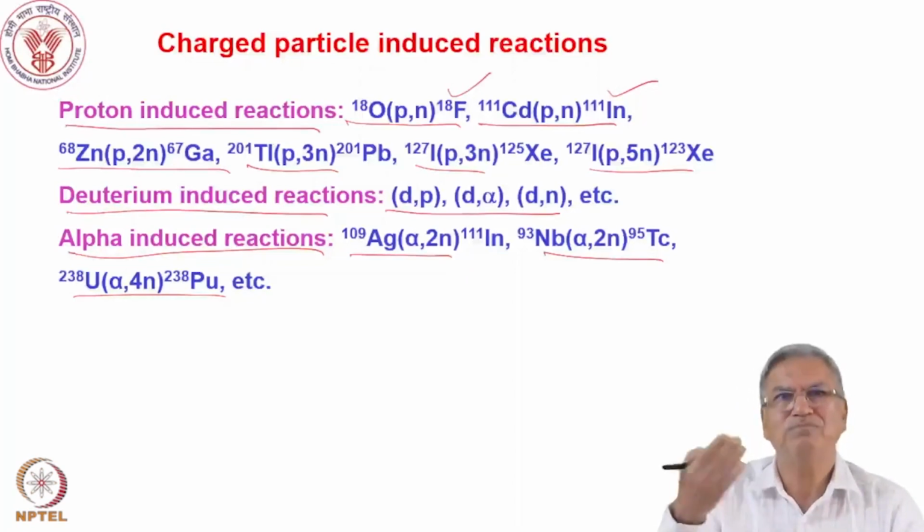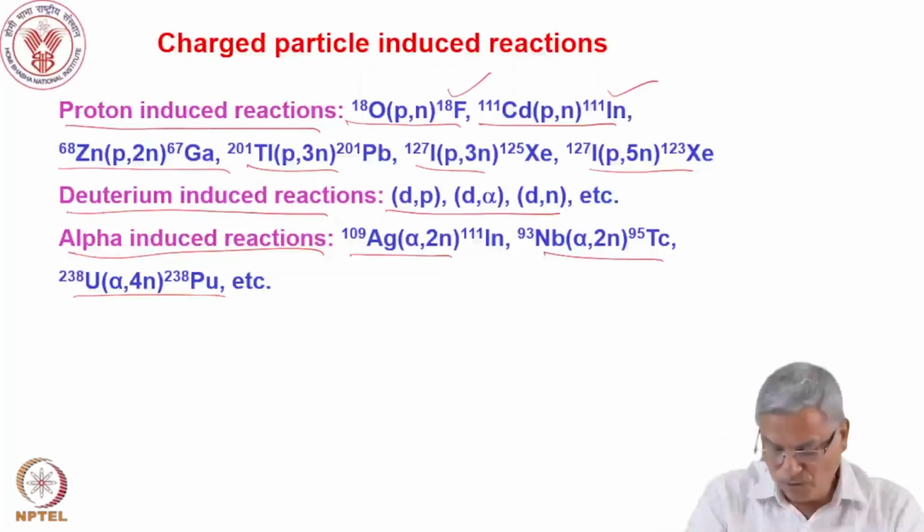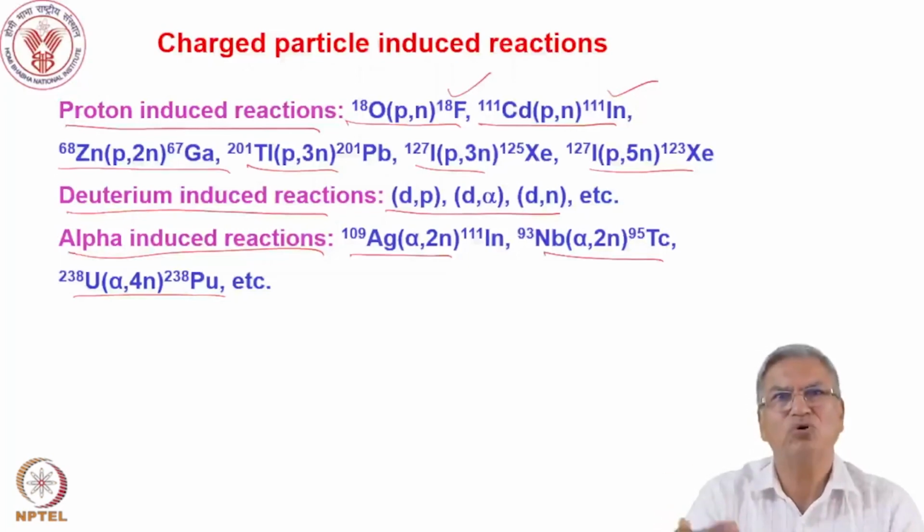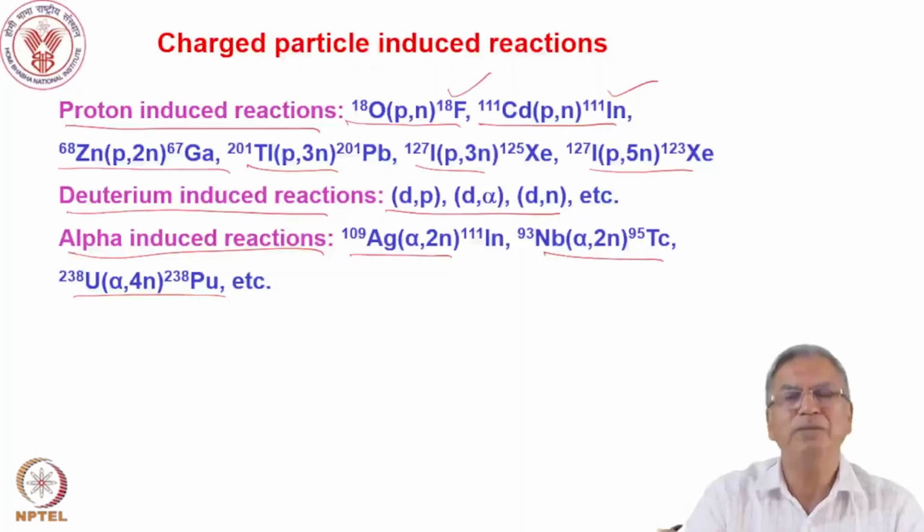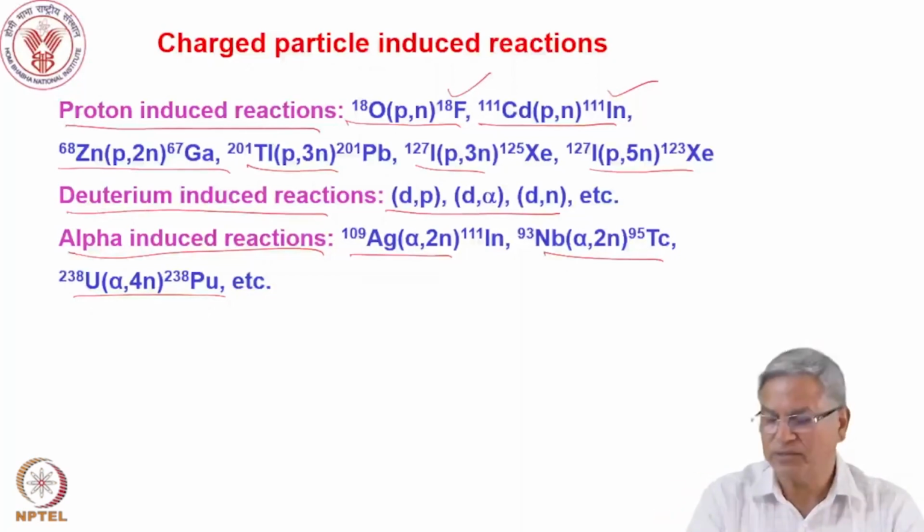The charged particle forms a compound nucleus, and the compound nucleus can emit neutrons, protons, alpha, depending upon the excitation energy and the available emission barriers for different particles.